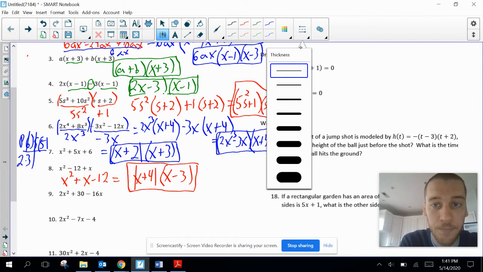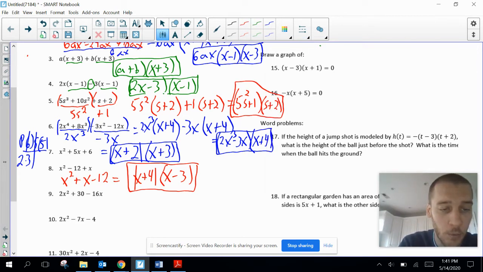Number 9. So this time it's got some issues, right? It's not in the right order, and there's a GCF, right? These are all divisible by 2. So first thing I'm going to do is put them in the right order. We got 2x squared minus 16x plus 30. These are all divisible by 2.